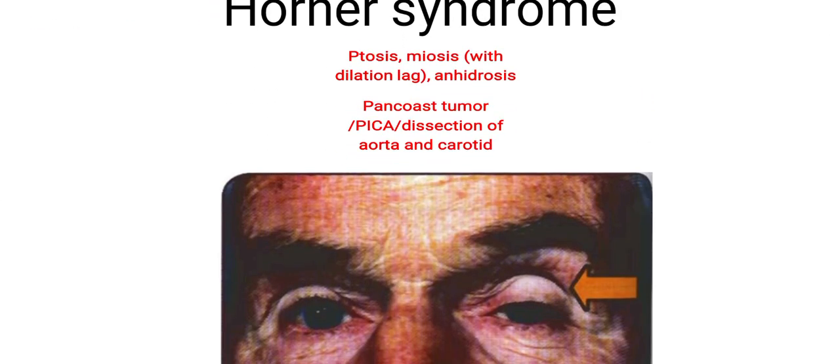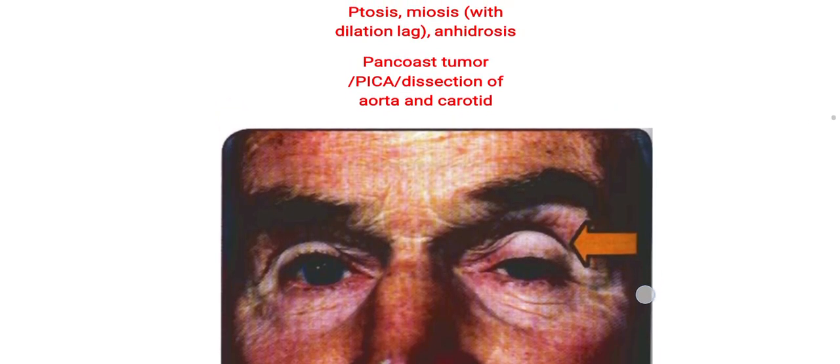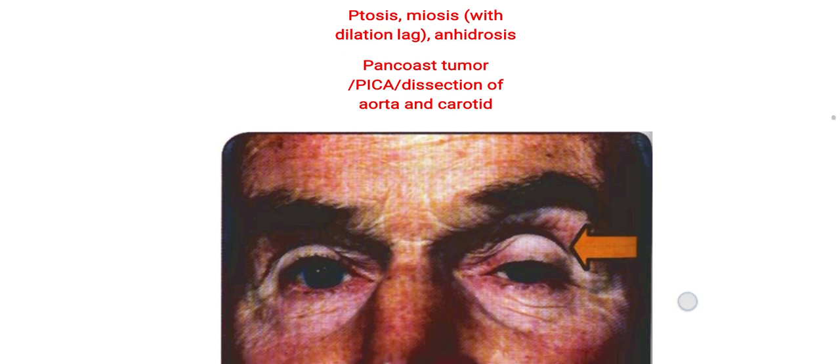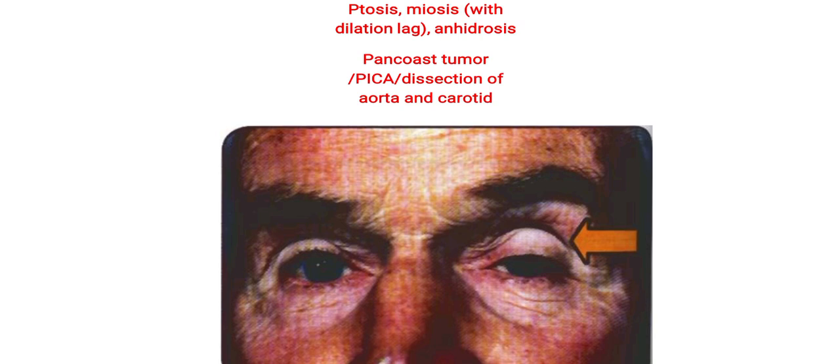Our next image is Horner syndrome. Here you can see in Horner syndrome there will be ptosis, miosis, and anhidrosis. So here you can see the ptosis of the left eyelid, as I can show you in the picture.